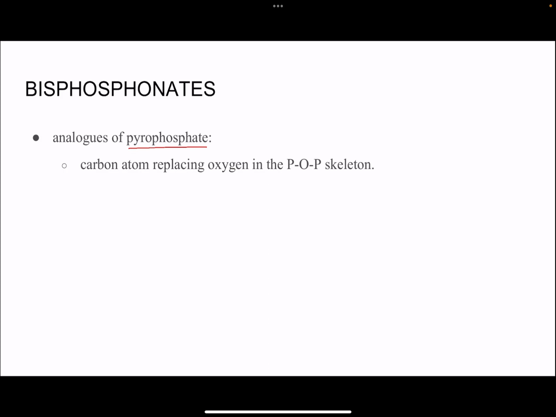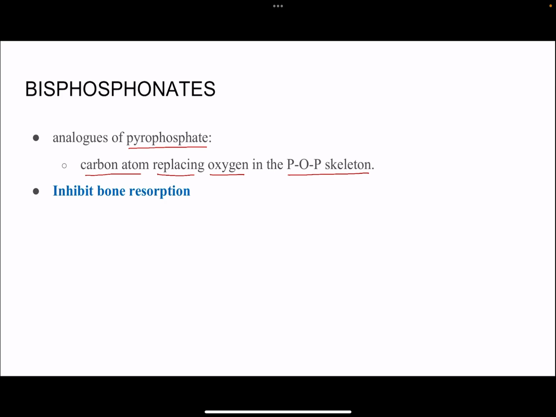So we'll start with the bisphosphonates. Bisphosphonates are the analogs of pyrophosphate. So please remember they are the analogs of pyrophosphate, where the carbon atom replaces the oxygen in the P-O-P skeleton.